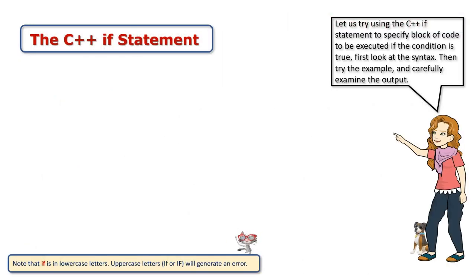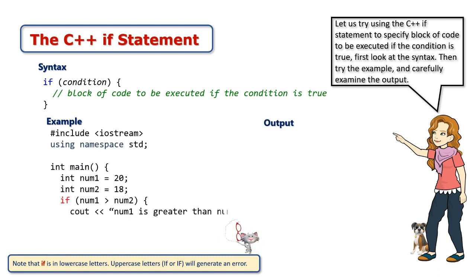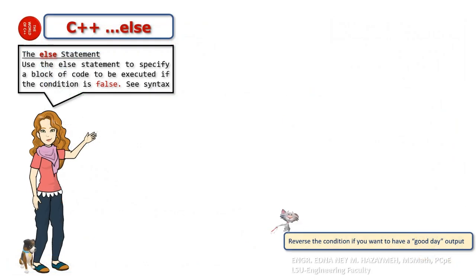Let us try using the C++ if statement, to specify a block of code to be executed if a condition is true. First look at the syntax. Then try the example, and carefully examine the output. The else statement. Use the else statement to specify a block of code to be executed if the condition is false. See syntax, and try the example.